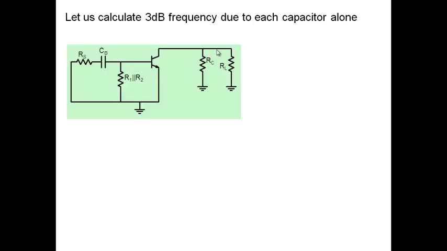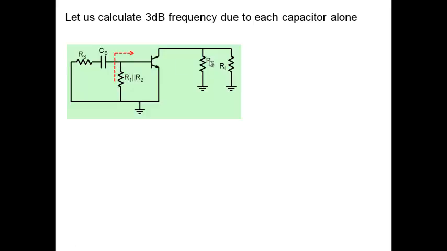Now, what is it that we are calculating? We're calculating the 3 dB frequency. We are asking what is the net resistance that this capacitor sees. So how do I find that out? Well, for this capacitor, if I look left, I see RS. If I look right, what do I see? What resistance do I see?